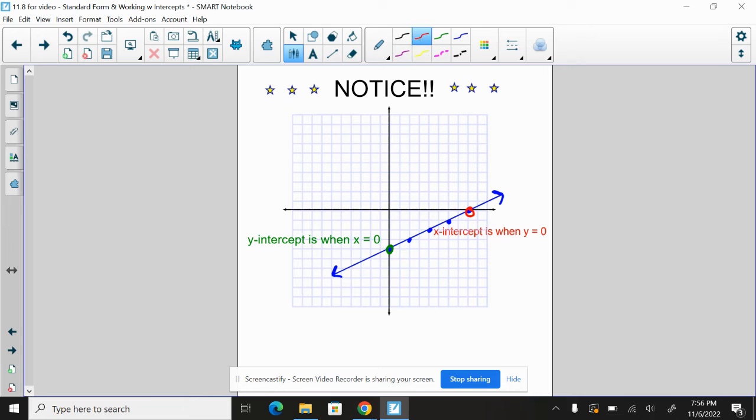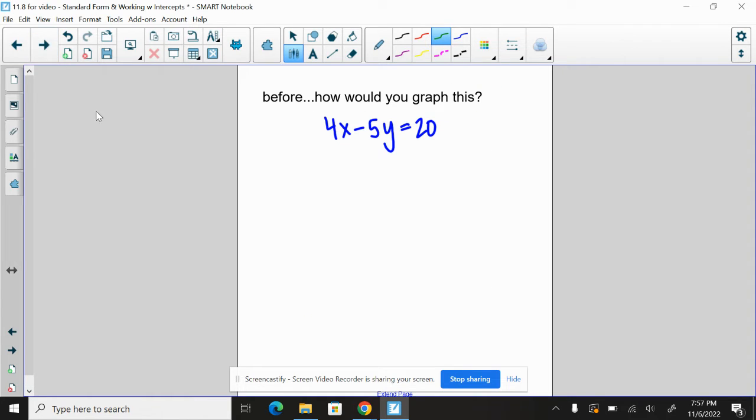Okay, so again, your x-intercept right here is when y is equal to 0. Remember, the coordinates here are going to be (8, 0). That's when our line crosses the x-axis. And our y-intercept is when x equals 0. So the coordinates here were (0, -4). Cool? So x-intercept is when y equals 0. Y-intercept is when x equals 0. Fabulous. Done. Moving on.